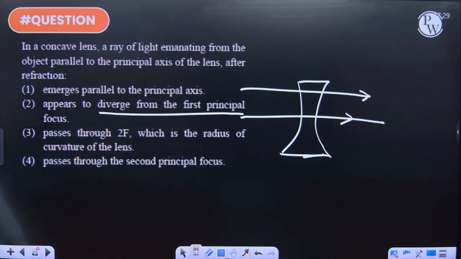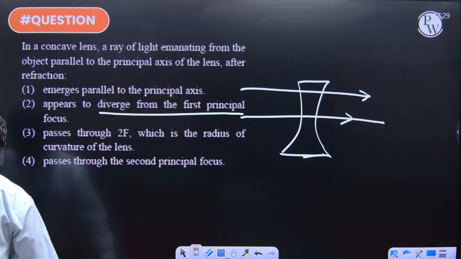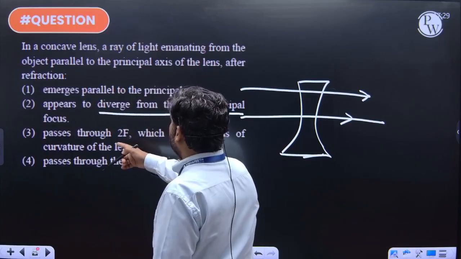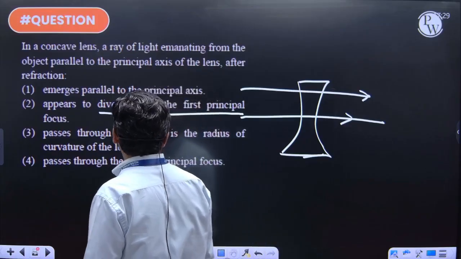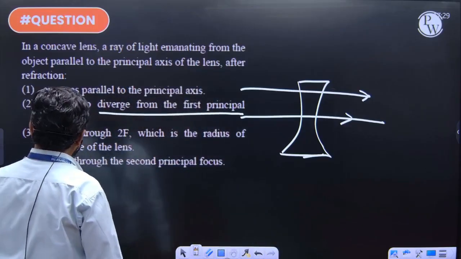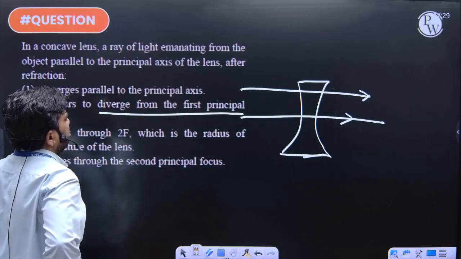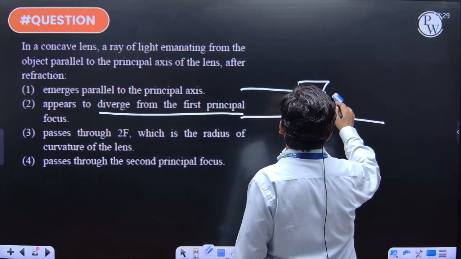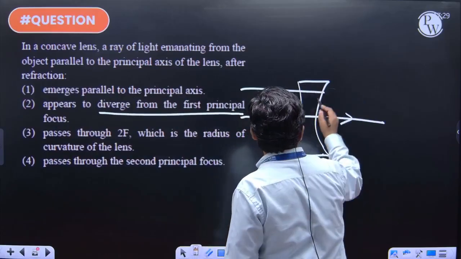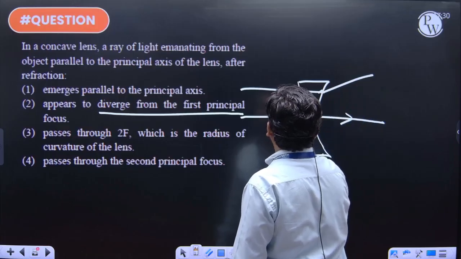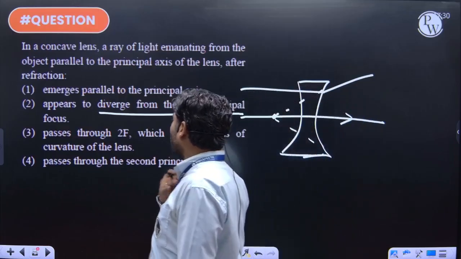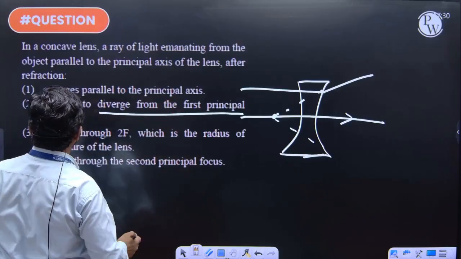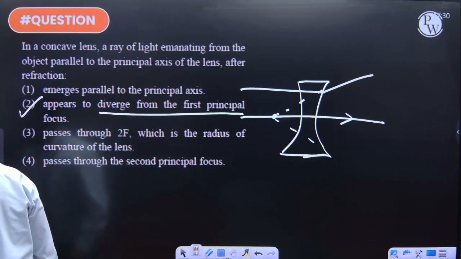Or the next one, the third one, passes through 2F, which is the radius of curvature of the lens, or passes through the second principal focus. See, whenever a ray of light passes through the concave lens, it is called a diverging lens, right? So it will be like this. It appears to diverge from the first principal focus. So which one is the correct option? Option number 2 is the correct option, right?